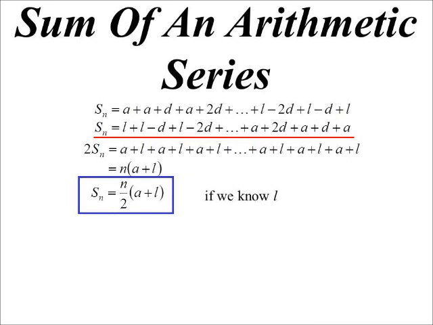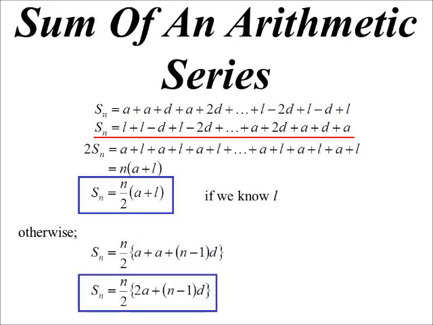Now that formula is handy if we know the first and the last term. Sometimes we don't know the last term, but that's alright, because what we can do is substitute in the general term for the last term, a plus n minus 1 d. And that gives us an alternative one, tidy it up, and that explains why the sum formula actually is n on 2 times 2a plus n minus 1 d, because it was a plus the general term.